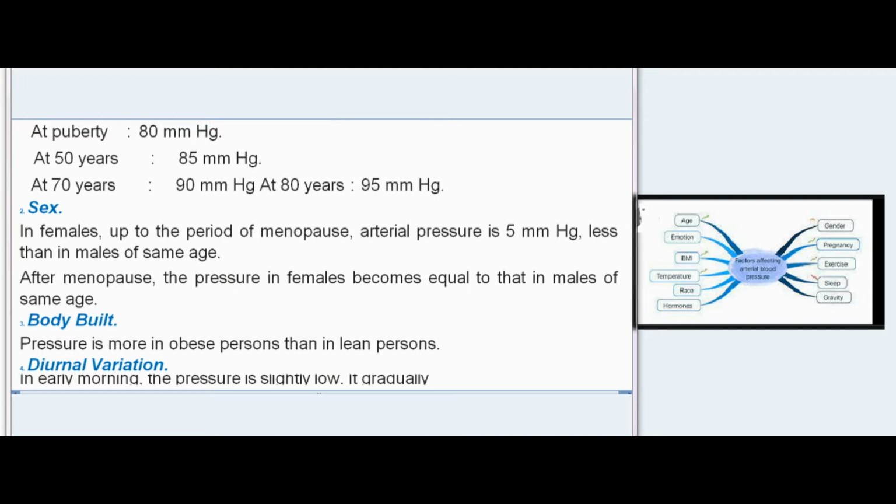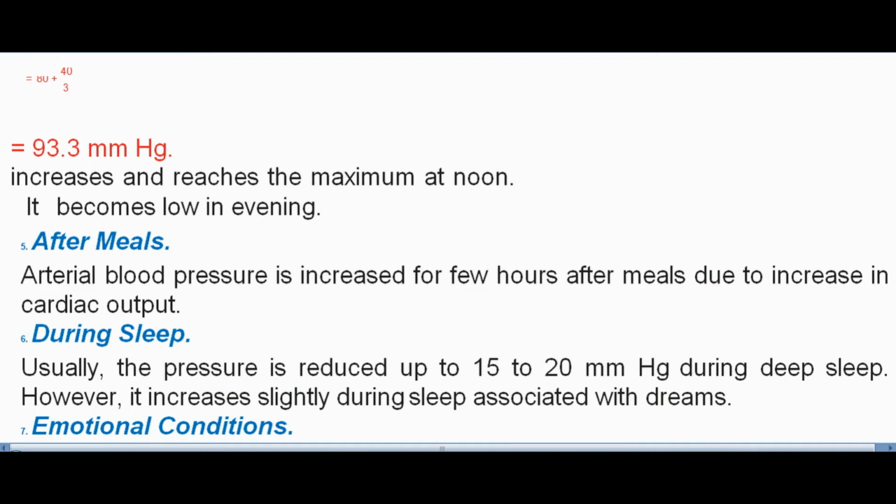It gradually increases and reaches the maximum at noon. It becomes low in evening. After meals. Arterial blood pressure is increased for a few hours after meals due to increase in cardiac output. During sleep. Usually, the pressure is reduced up to 15 to 20 mm Hg during deep sleep. However, it increases slightly during sleep associated with dreams.